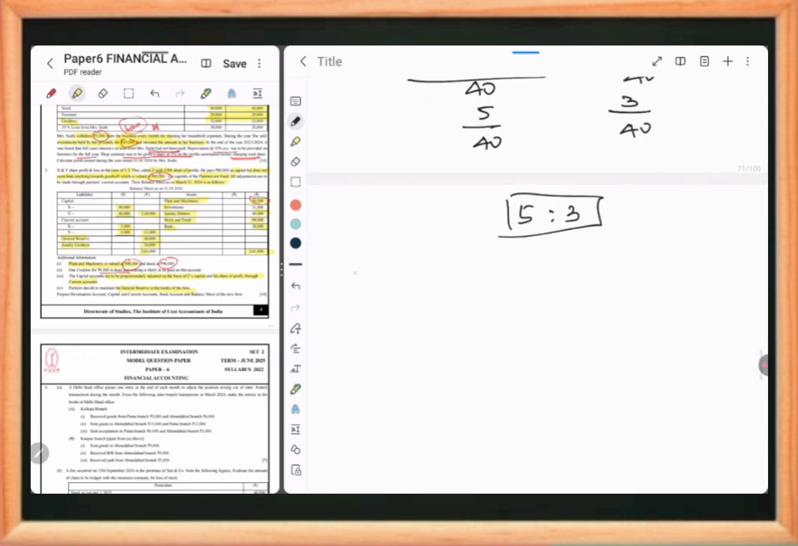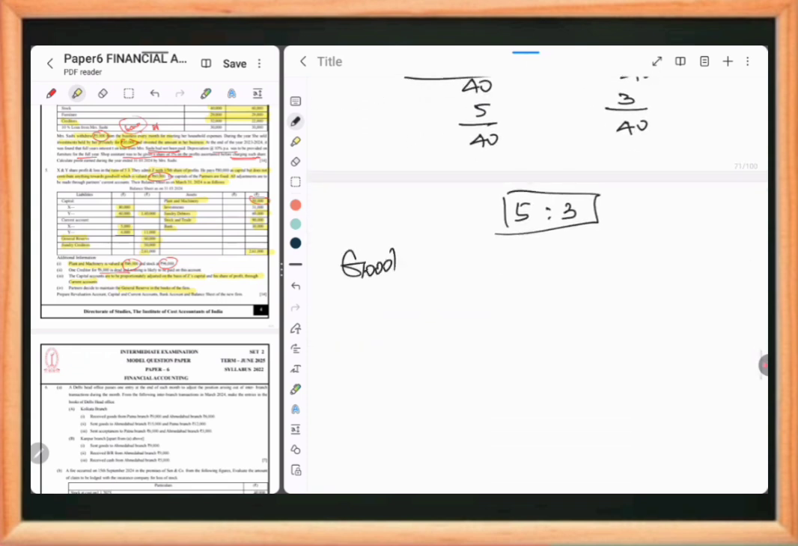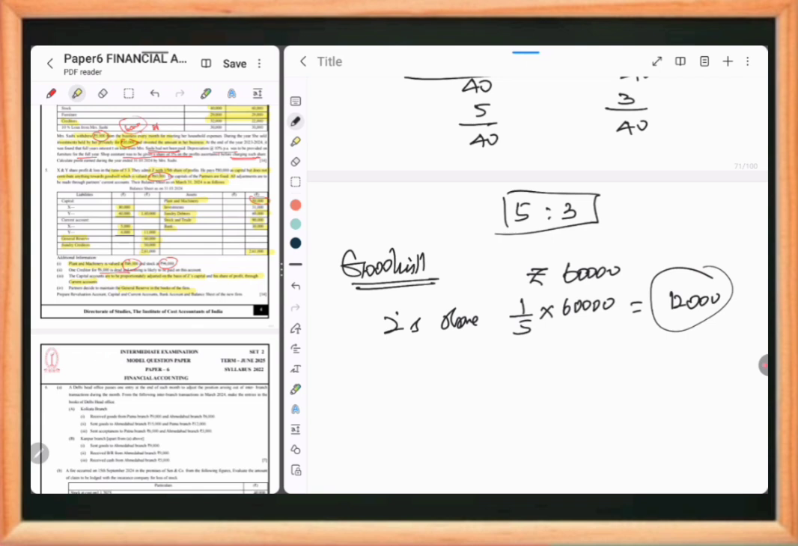Okay, goodwill we have to find out. Actually, goodwill he didn't bring, but it is valued at 60,000 rupees. So what is Z's share? Z's share is 1/5. So 1/5 of 60,000 is 12,000 rupees. Actually, the value of goodwill he has to bring in.